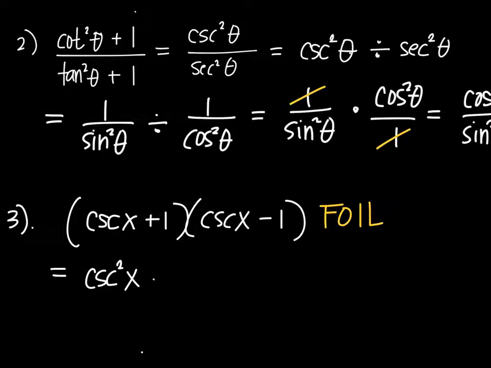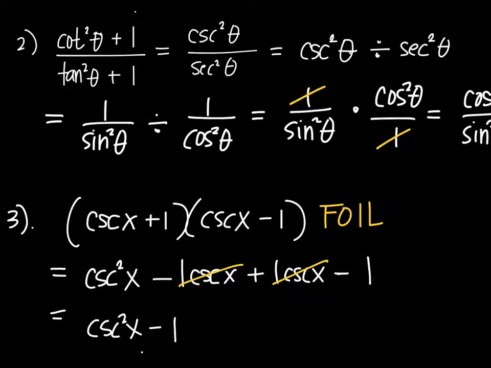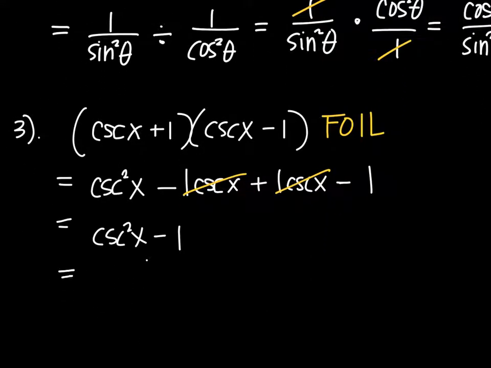And then minus 1, so we'll have minus 1 cosecant x. That's the O. The I is plus 1 cosecant x, and the L part is minus 1. What do you notice when we get cosecant squared x minus 1 cosecant x plus 1 cosecant x minus 1? What happens? Okay, so the middle two, the terms that came from O and I, cancel out, and I'm left with cosecant squared x minus 1. Now I have cosecant squared of the variable minus 1, what does that ultimately equal?